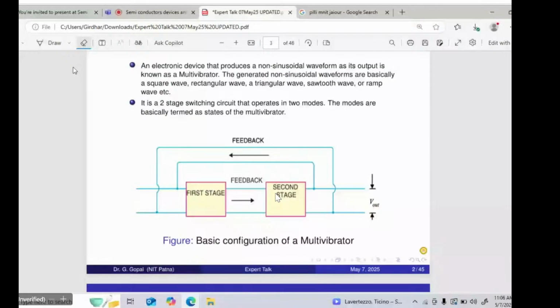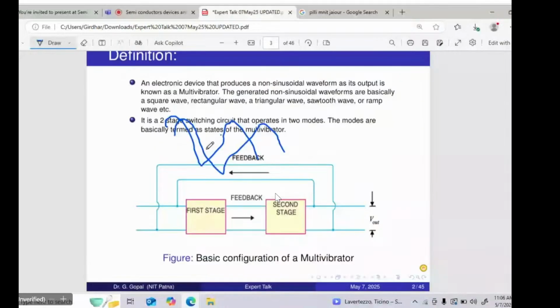Why the term multivibrator? Multivibrator means multiple frequency. Suppose this is a sinusoidal signal, and suppose this signal is shifted by some amount, some phase shift. It is also shifted by some amount. So these shifts represent a square wave, like this, with this upper portion and this lower portion.